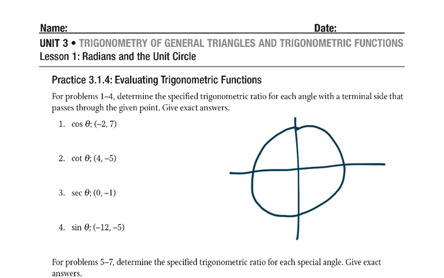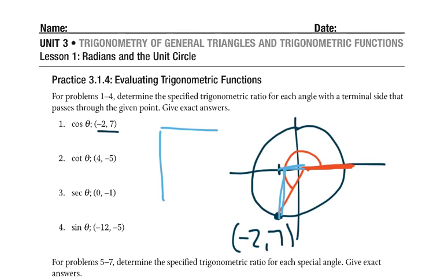Okay, so the point is negative 2, 7. So I'd go back 2, down 7, right? Something like that, negative 2, 7. So starting from my initial part, we'd go down there. So that would be my angle right there. Okay. Now this also forms a right triangle. Okay, and that's going to be the key to it.